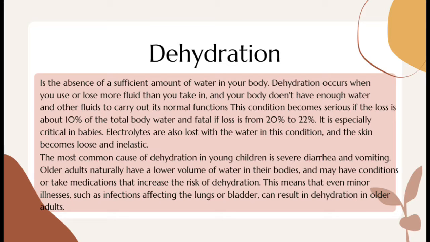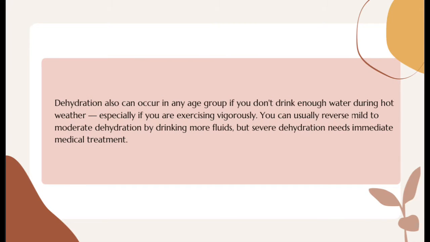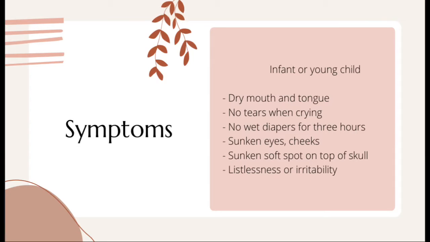Older adults naturally have a lower volume of water in their bodies and may have conditions or take medications that increase the risk of dehydration. This means that even minor illnesses, such as infections affecting the lungs or bladder, can result in dehydration in older adults. Dehydration also can occur in any age group if you don't drink enough water during hot weather, especially if you are exercising vigorously. You can usually reverse mild to moderate dehydration by drinking more fluids, but severe dehydration needs immediate medical treatment. Moving on to the symptoms of dehydration.